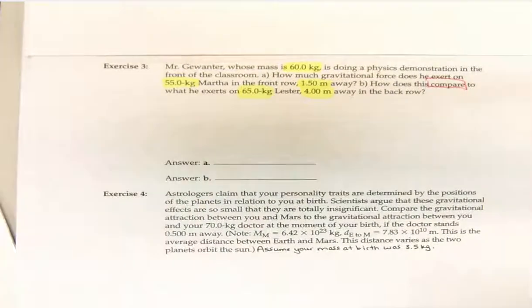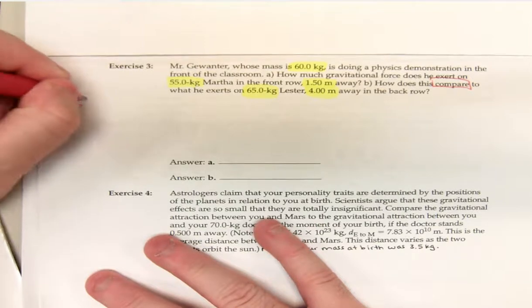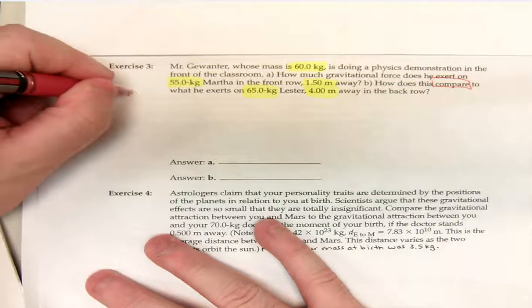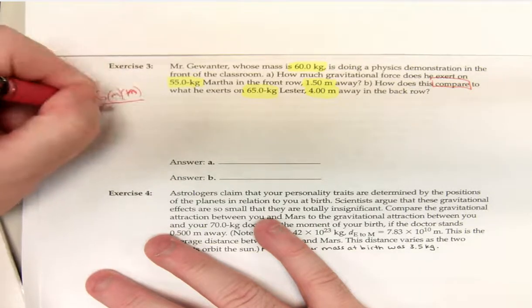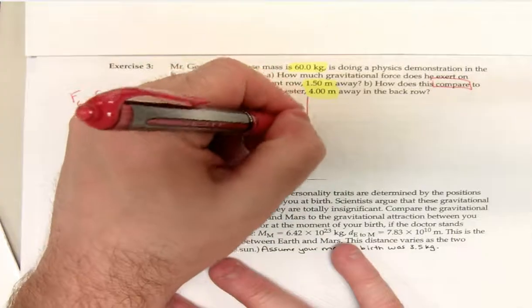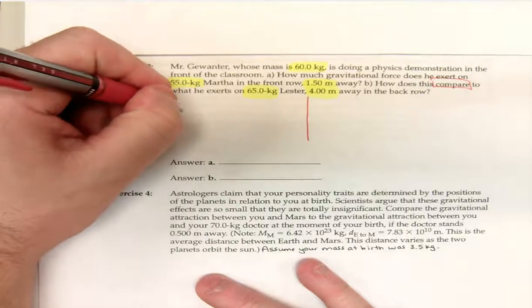Now we're perfect. Force of gravity equals gravitational constant times the mass 1 times the mass 2 over distance squared. Alright, so we're going to do this twice. So I'm going to try to break it up like this. Okay? So, force of gravity.